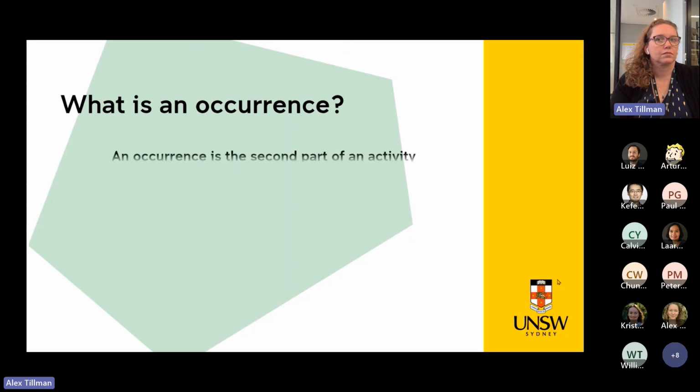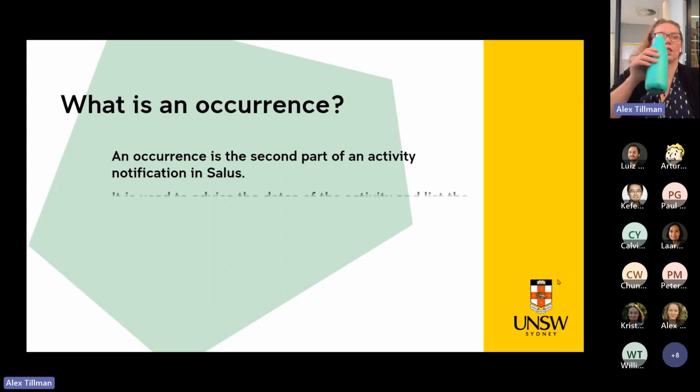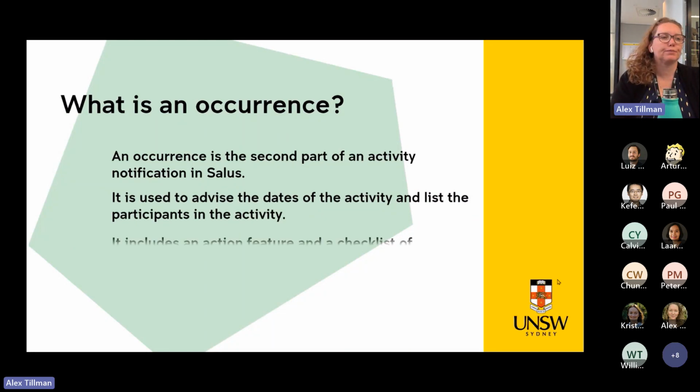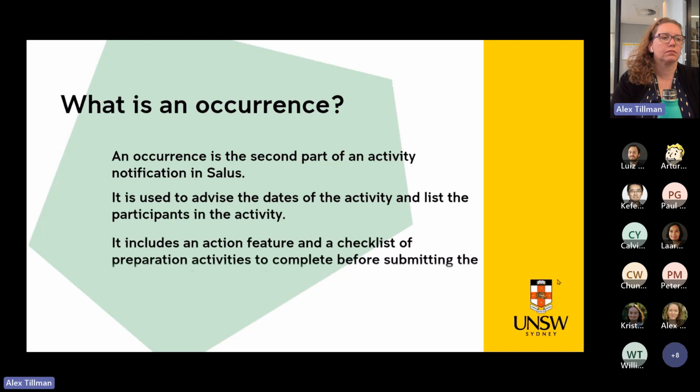An occurrence is the second part of an activity notification in Salus. It is used to advise the dates of the activity and list the participants in the activity. It includes an action feature and provides a checklist for preparation activities to complete before submitting the occurrence for approval.